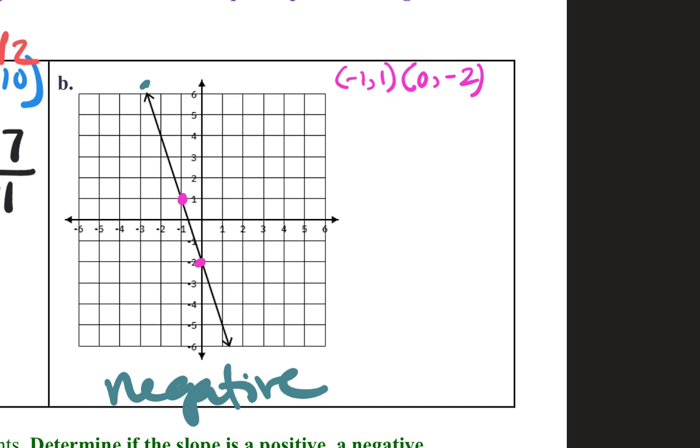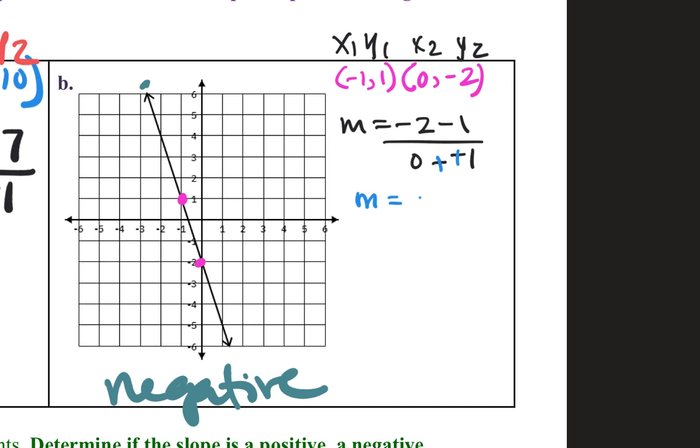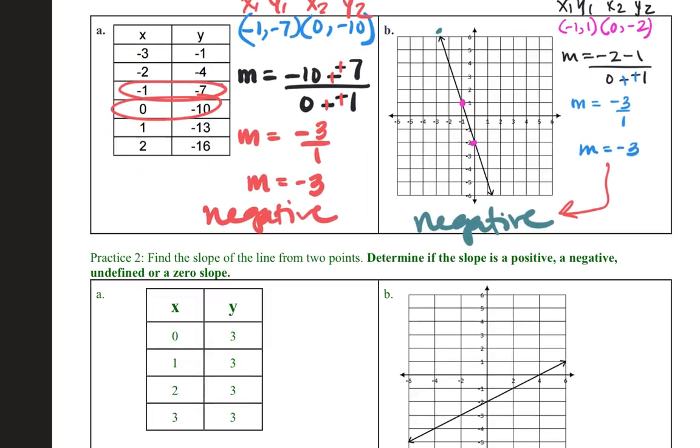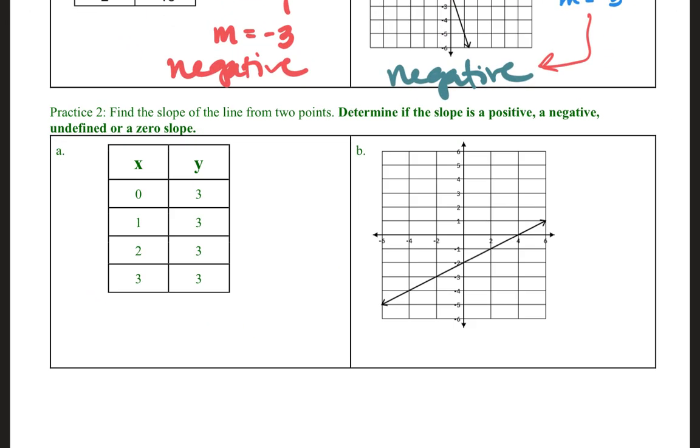All right, so x1, y1, x2, y2. So I'm going to have -2 minus 1, and then 0 minus a -1. Double negatives turn into a positive. So this is going to be -3/1. So your slope should be -3. Is that what we estimated it to be? We did. Good. So then we're good. You got your slope and you have your classification. All right, let me go ahead and give you a moment to go and try the bottom two.